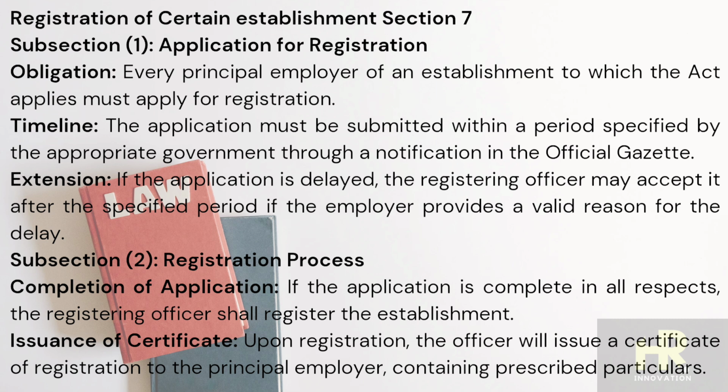Now, if the application is complete in all respects, the registering officer will approve it. Once approved, the officer will issue a certificate of registration to the principal employer. This certificate includes all the necessary details as per the rules. And that's a wrap on Section 7, Registration of Establishments.